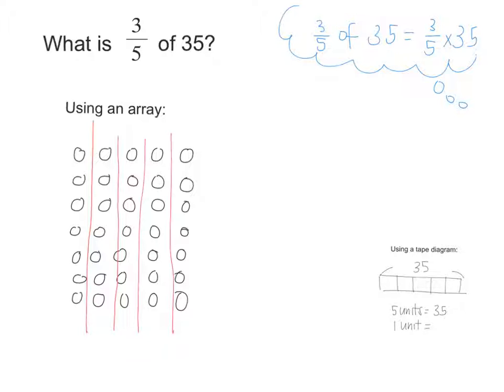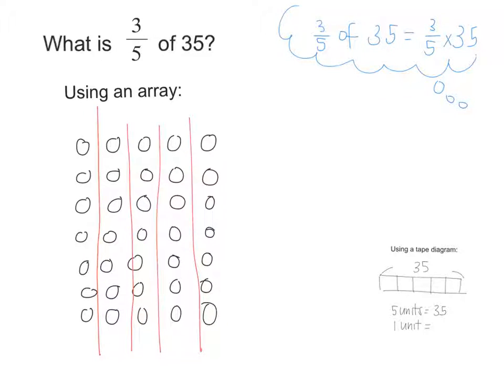So this is where you start taking notes. Okay, the question is, what is 3/5 of 35? Now, yesterday, we learned using an array, right? And we knew that we had to draw how many dots in our array?